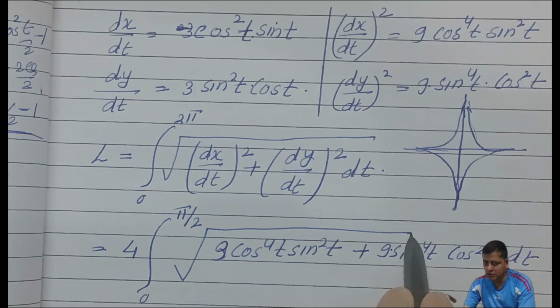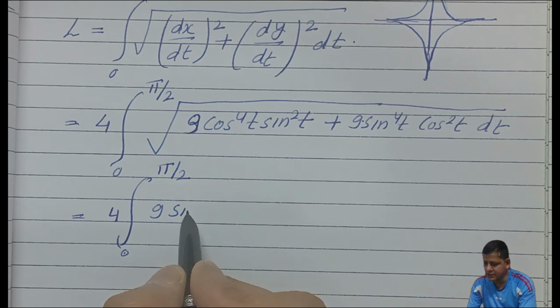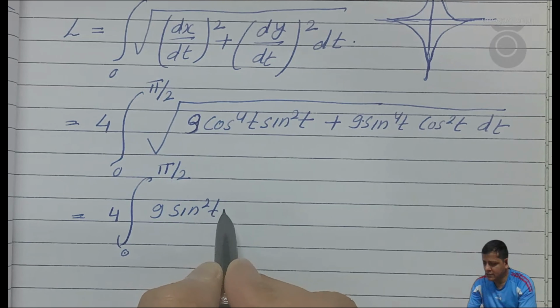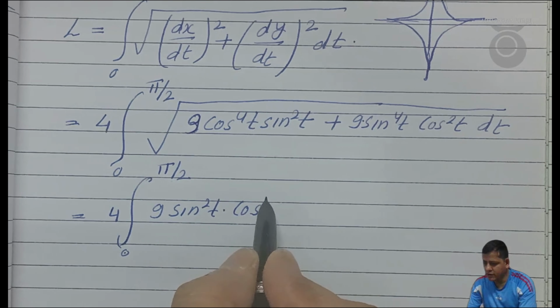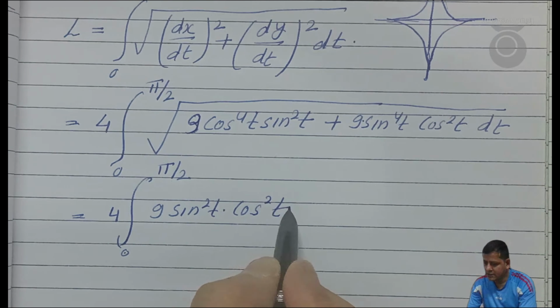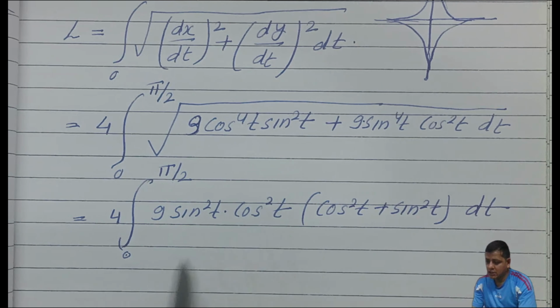Okay, it's a 9, not a 3. So let's go further. We write this as 4 times the integration from 0 to, let's say, pi by 2. Then we have 9s, so we can take it common. When we take common, we get 9 sine square t cos square t, and in brackets I write cos square t plus sine square t dt. Okay, so that's what we got. Now we took 9 sine square t cos square t as common.